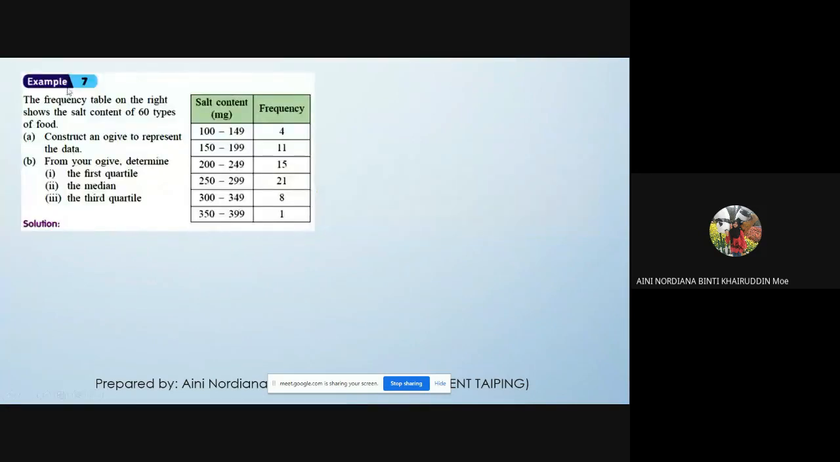So this is an example of a question. The frequency table on the right shows the salt content of 60 types of food. Construct an ogive to represent the data. From the ogive, determine the first quartile, the median and the third quartile. So that means Q1, Q2 and Q3.